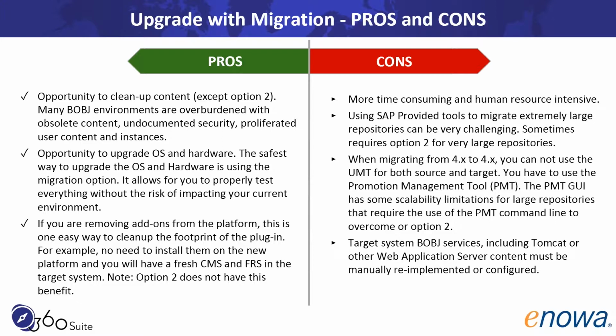You have to use the promotion management tool, and the GUI, especially around that, has some limitations about how many objects you can move at one time. So you've got to be very careful with that. You've got to plan for that accordingly, and understand that that's going to take more time compared to doing an in-place upgrade, for example. And the other thing to remember is that there are some settings that are outside of the CMS, like your Tomcat settings or your other web application server. All of that has to be manually re-implemented when you go this migration path. So those are some things to keep in mind if you're going to go this route.